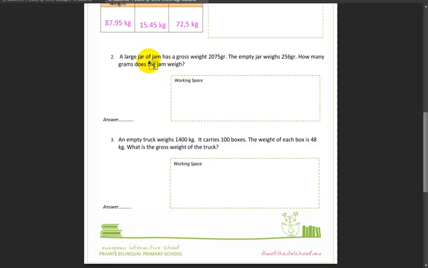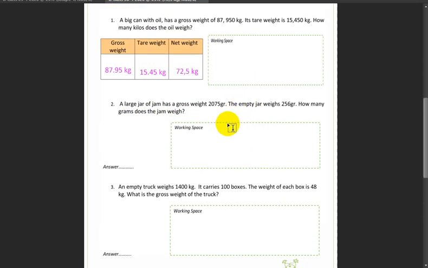Next problem. A large jar of jam has a gross weight of 2,075 grams. Okay, so immediately we know the gross weight. Next up, we know that the empty jar weighs 256 grams. How much does the jam weigh? Okay, so here it's not telling us what two of the weights are. It's telling us what the gross weight is, so the full jar with the jam, right? But then it gives us that the empty jar weighs 256 grams. So we need to figure out which weight that is.